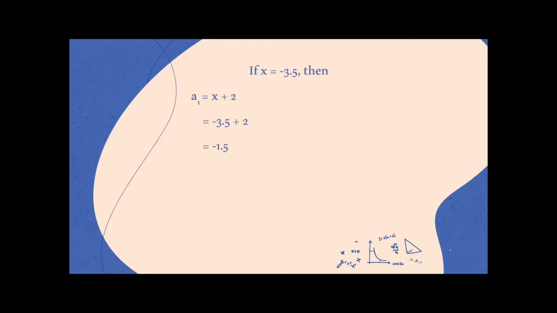Negative 3.5 plus 2 is negative 1.5. We'll do the same for a sub 2. Now that we know the values of a sub 1 and a sub 2, we can now subtract a sub 1 from a sub 2. Now, we have our common difference.